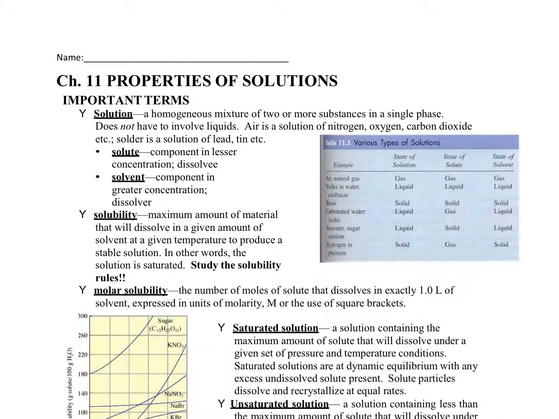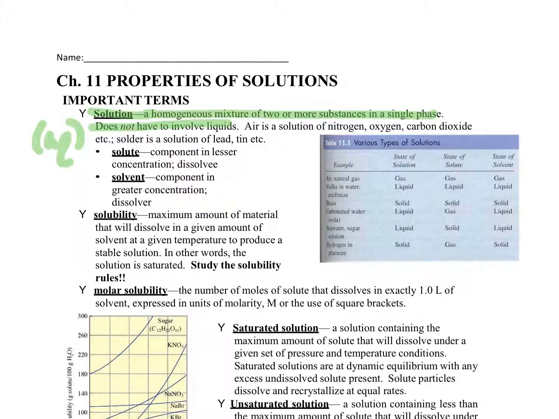So a solution is a homogeneous mixture of two or more substances in a single phase. We do not say that a solution is just liquids. It does not have to have liquids. Air is our perfect example of a solution. Now, the reason why I have to distinguish this is because when we say solution, we always say aqueous. But aqueous is a type of solution. It's a solution made in water. AQ, aqueous solution, a solution in water. But that's not the only requirement.